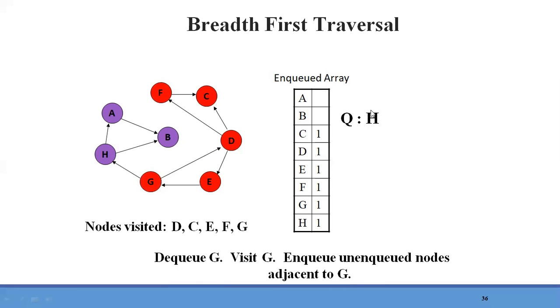Now next node we will be visiting is node H. So delete that node from the queue. So once it is deleted, we will visit it. Once we have visited this, it will be added in the output.